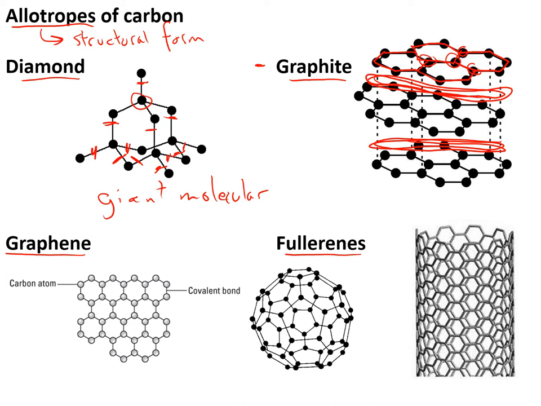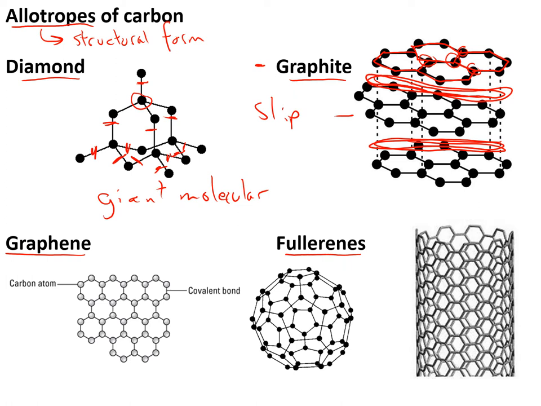The other thing with graphite is that it's a good lubricant, because these layers are not strongly attracted to each other, so they slip past each other really easily. In fact, when you write on a piece of paper with a pencil, the pencil contains graphite, and you're just rubbing layers of graphite off and leaving them on the paper.